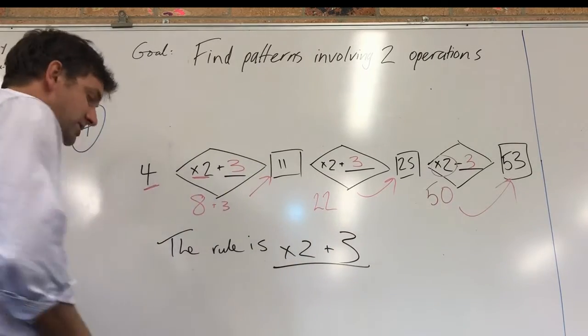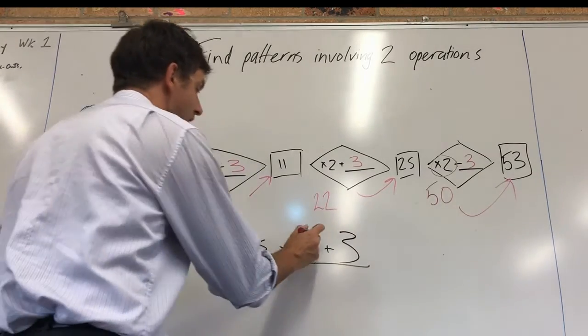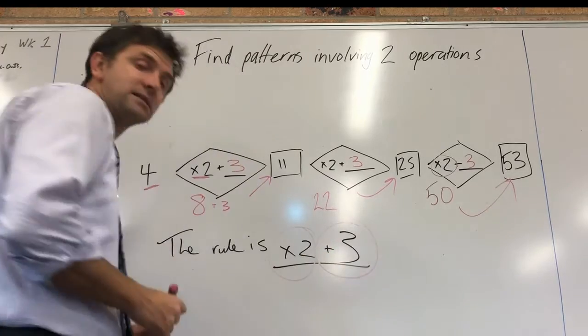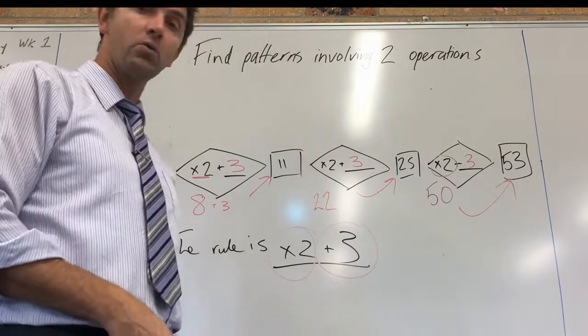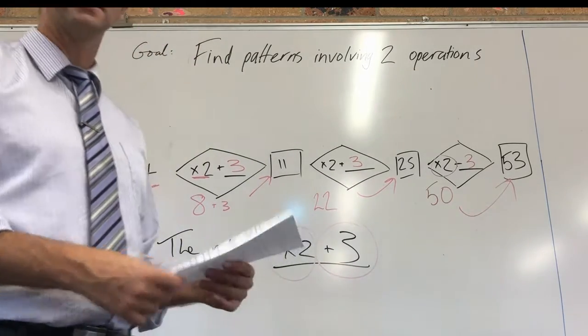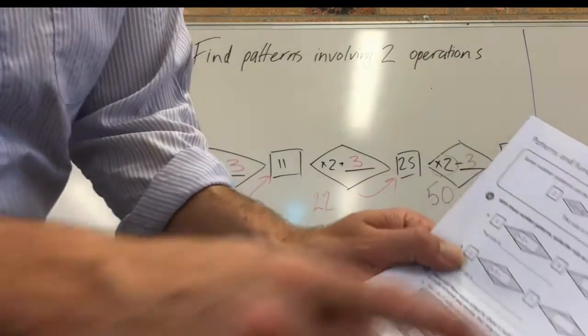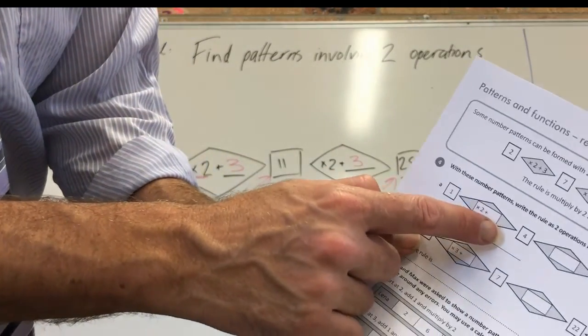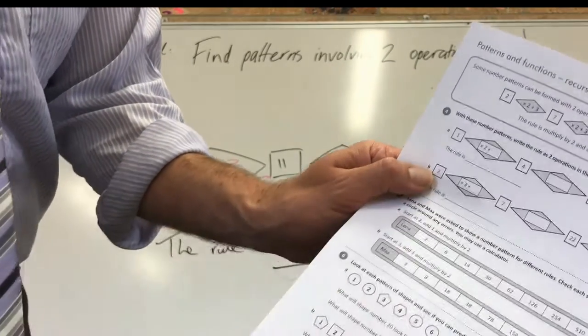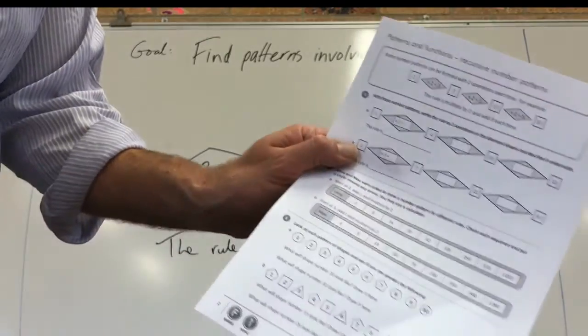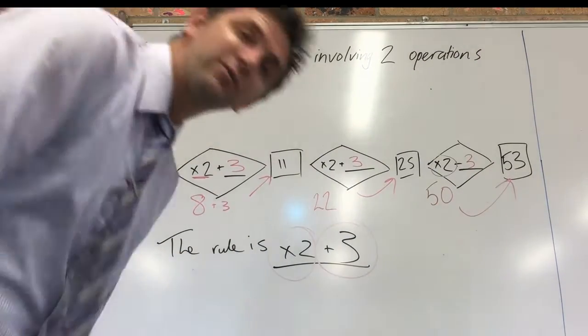And there's 2 operations there, isn't there? There's times 2 and the plus 3. So for question 4, you've got to work out what the 2 operations are. What it's going to be. Times 2 plus something. Times 3 plus something. It's the same for all of them.